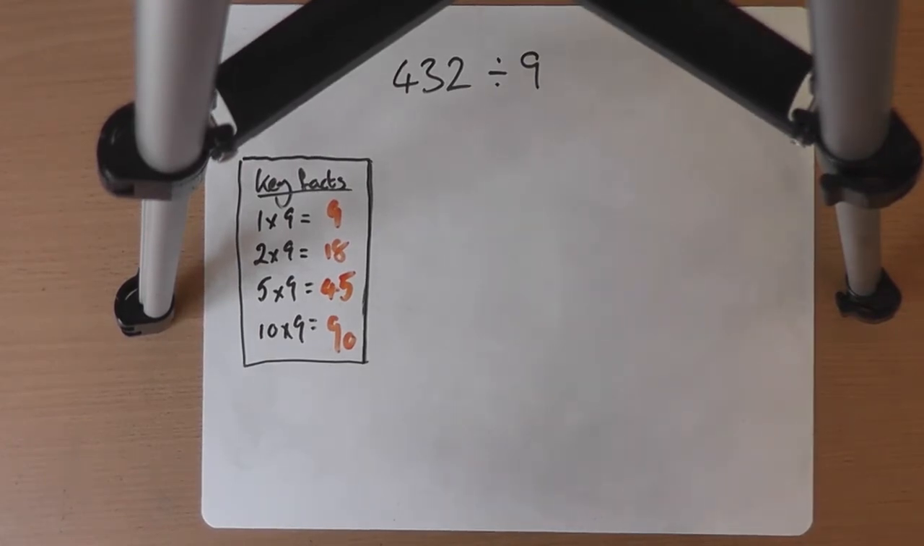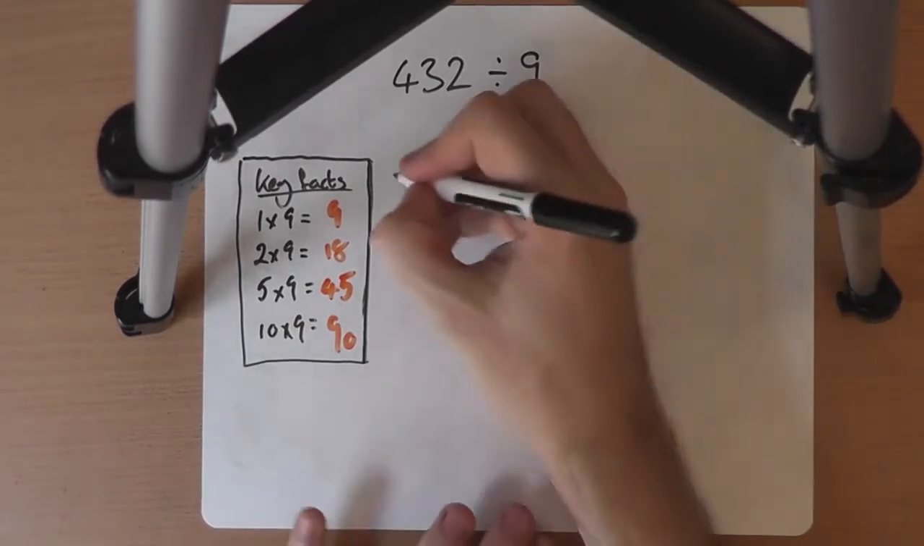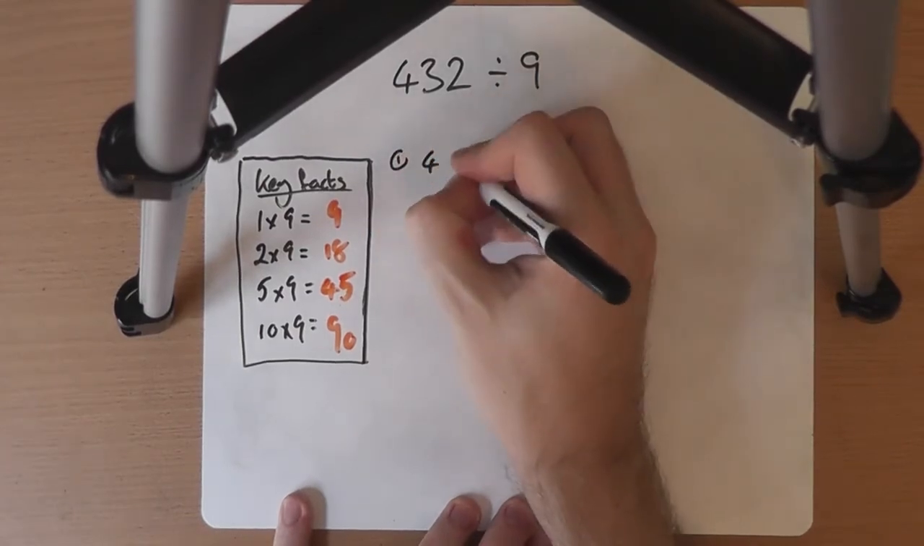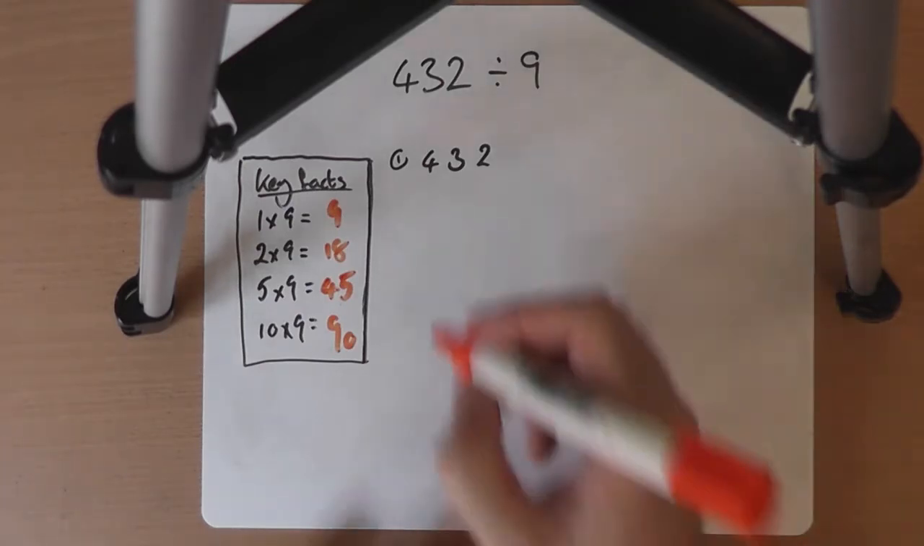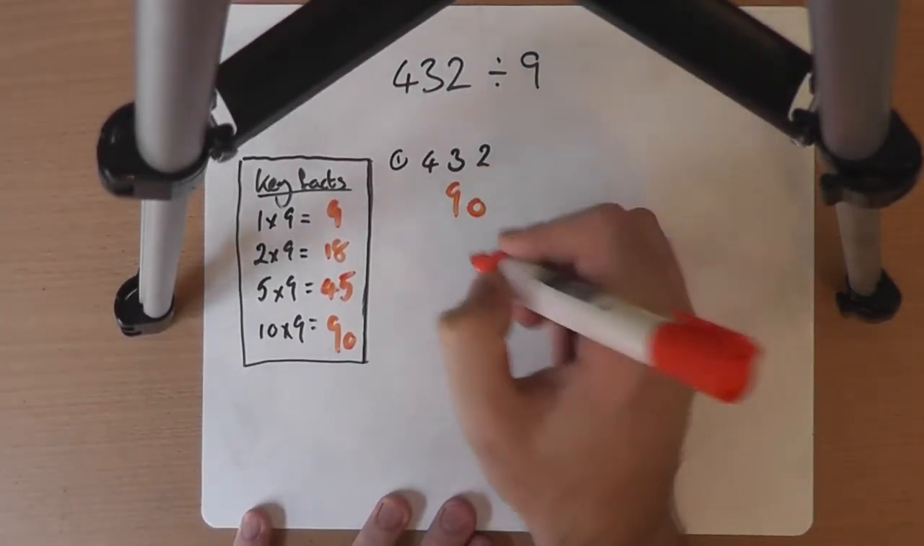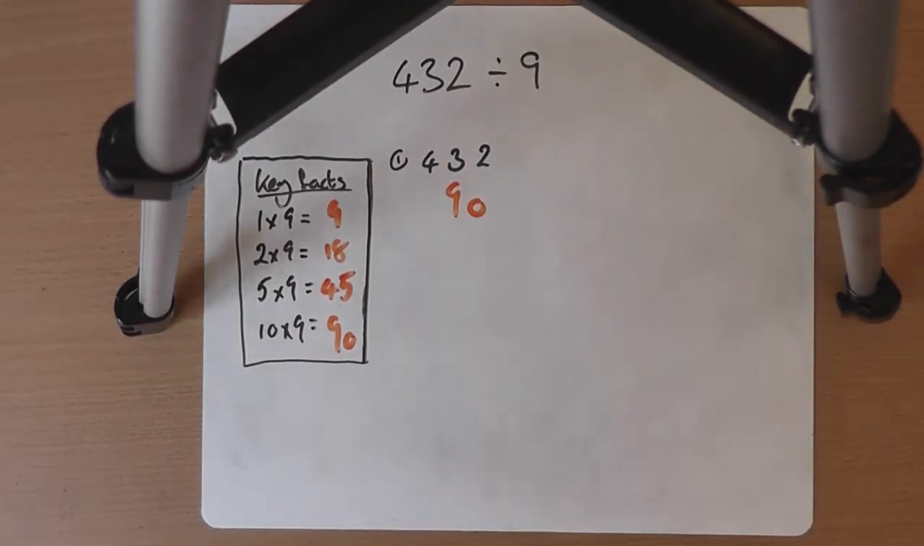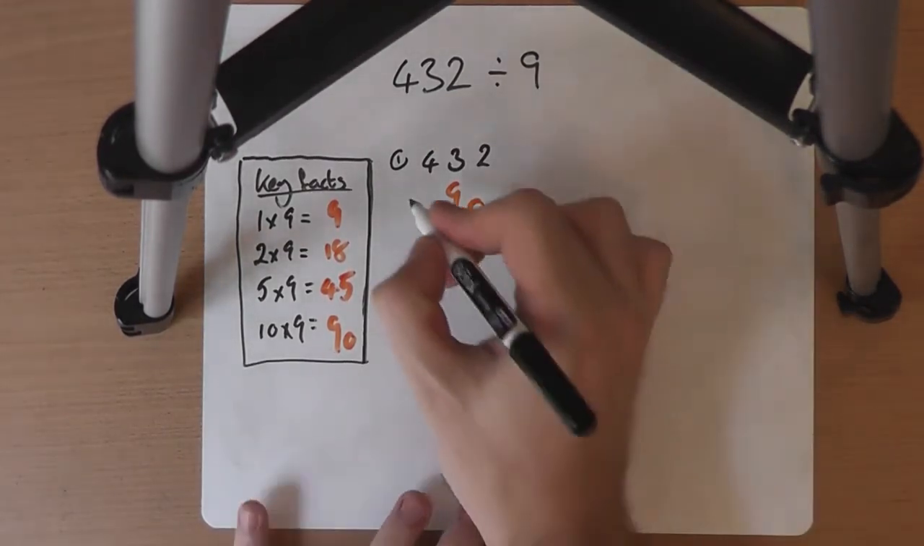Much like we did in the previous example, we need to start with the 432. So our first sum, 432. I'm going to look at my bank of key facts and the orange numbers, 9, 18, 45 and 90. I'm going to choose the biggest one that I can take away from the 432, and that is the 90. So I'm going to do 432, take away 90.